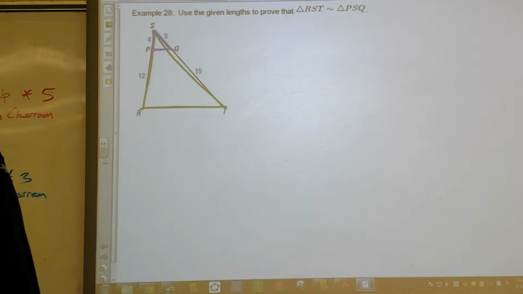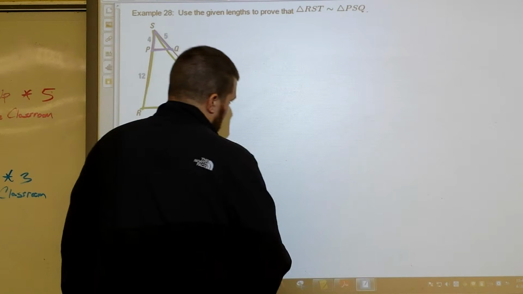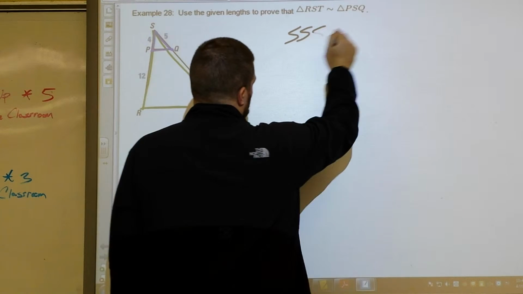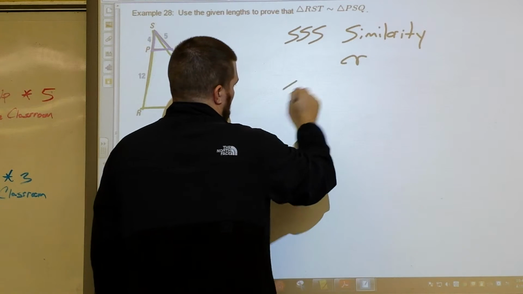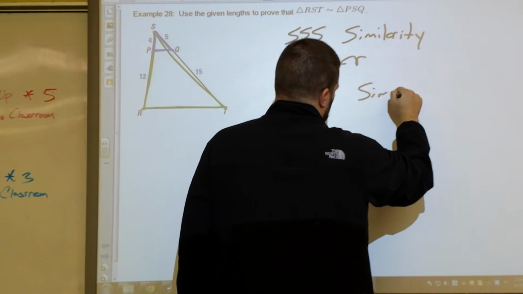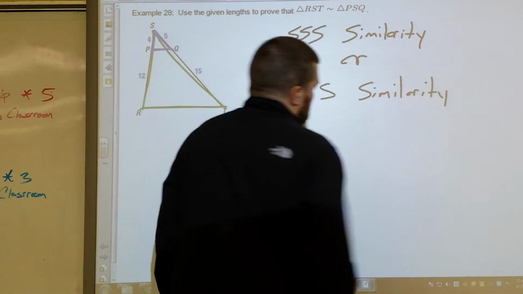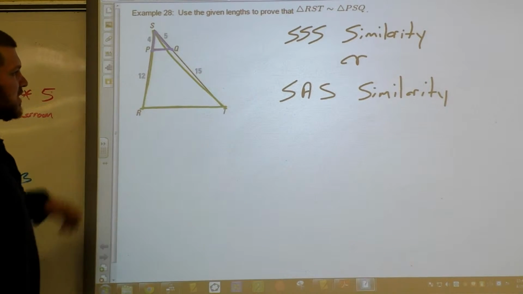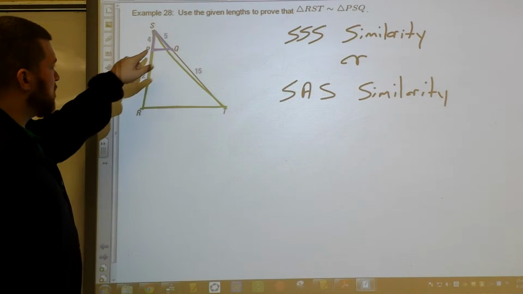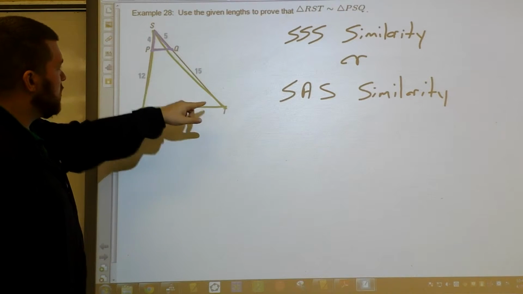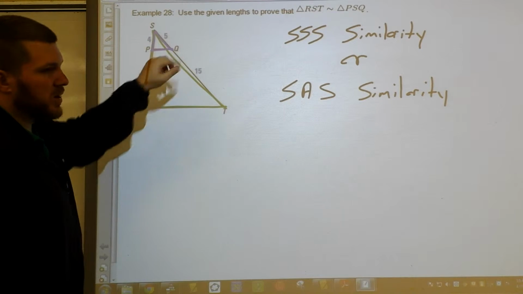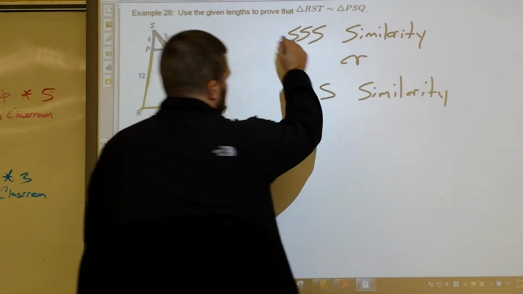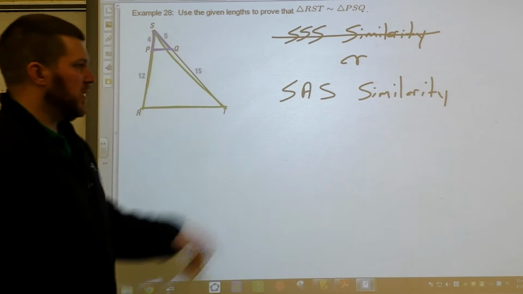All right, remember, all we need for triangle similarity is either side-side-side similarity or side-angle-side similarity. Those are the only two rules that we really know in this video to use. Side-side-side, you need all three pairs of sides. So I've got green pair, blank. That's not going to work. Blue pair, blank. It's not going to work. So I can't use side-side-side similarity in this one.